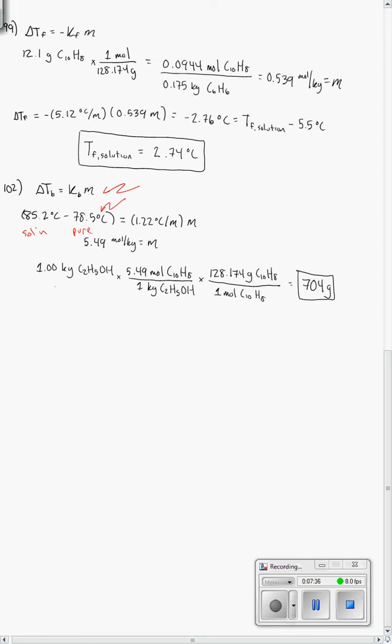If we start with 1 kilogram of ethanol, we can use this molality to figure out how many moles of C10H8 we would have in solution. So if we arrange our molality and use it as a conversion factor, we want to cancel out our kilograms of ethanol. So we want our moles of naphthalene at the top, our kilograms of ethanol at the bottom. Doing that will allow them to cancel out. If we stopped here, what we'd have is our moles of naphthalene. We want to go one step further and then get grams of naphthalene. You go from moles to grams using molar mass. The molar mass of naphthalene is 128.174 grams. We multiply by the molar mass, our moles of naphthalene cancel out, and you get your final answer, which is 704 grams.